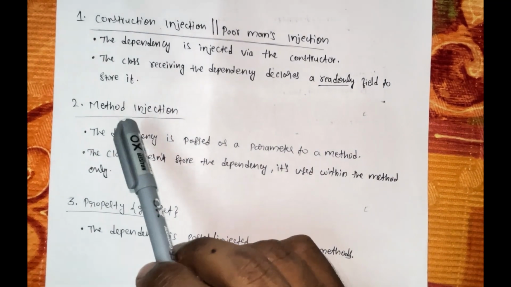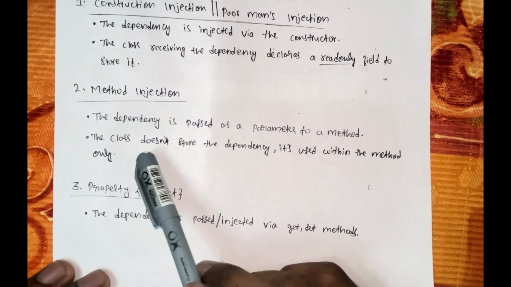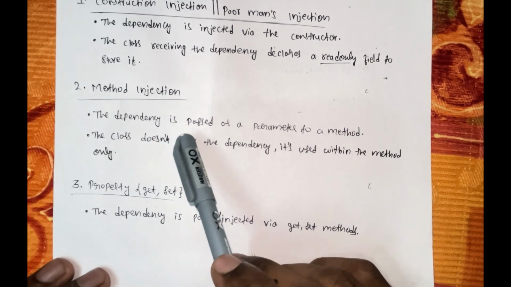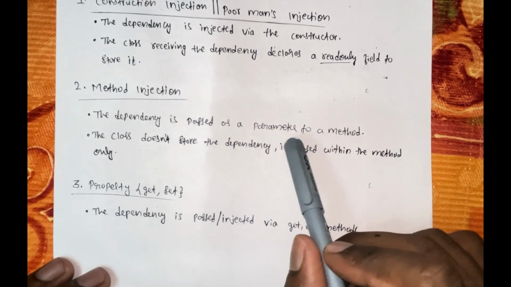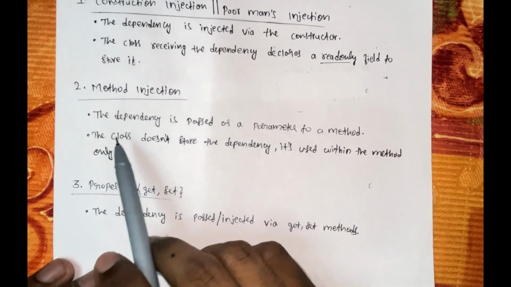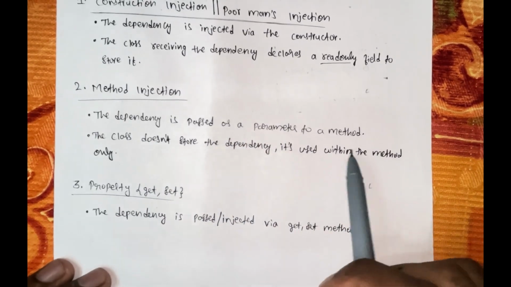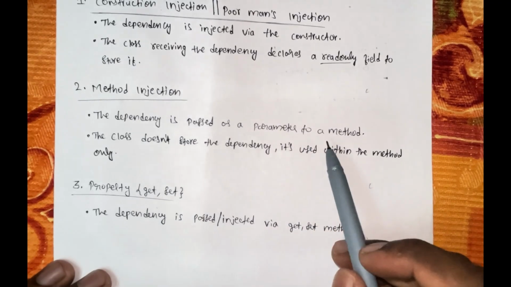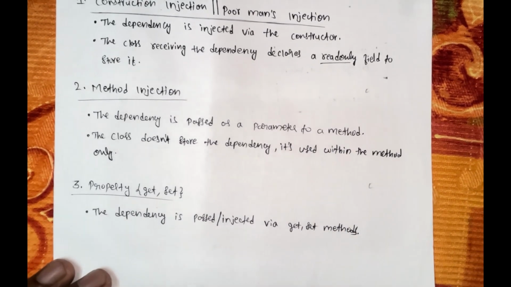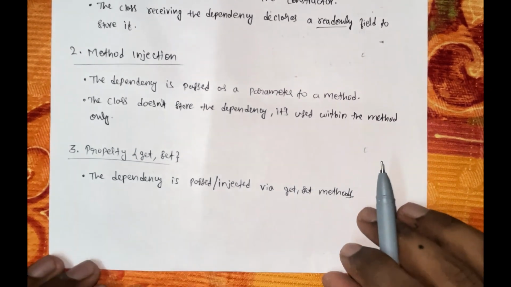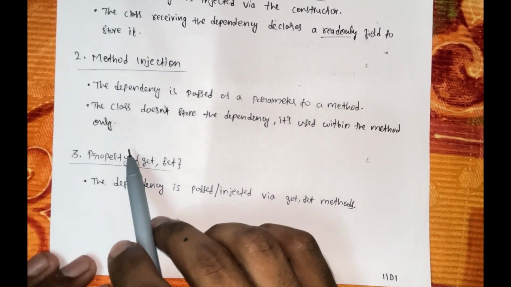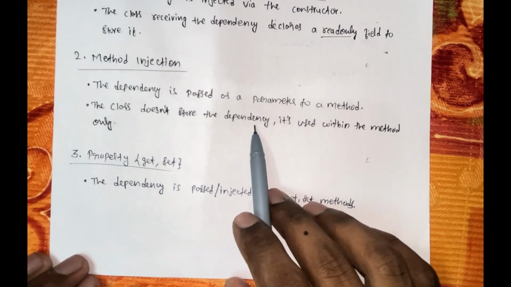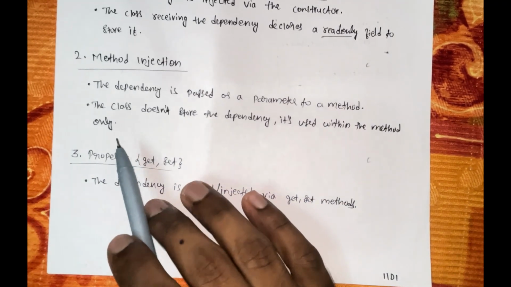The second one is method injection. In method injection, we just pass the objects to the method parameters. The dependency is passed as a parameter to a method. We pass the object to a method which takes the object as a parameter. Now, this class doesn't store the dependency, it is used within the method only. Remember, this class doesn't store the dependency, it is used within the method only.